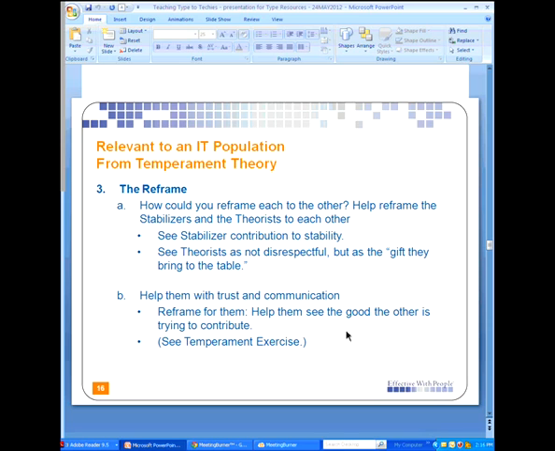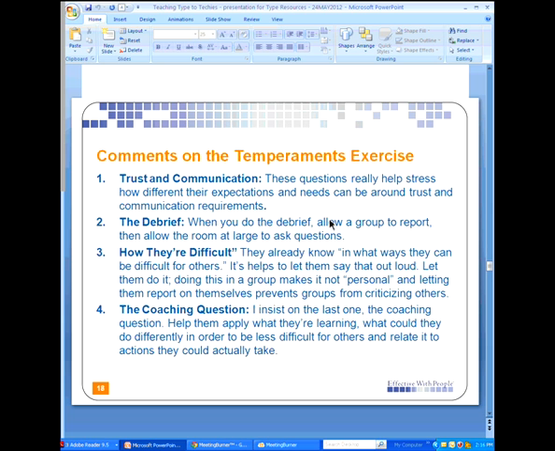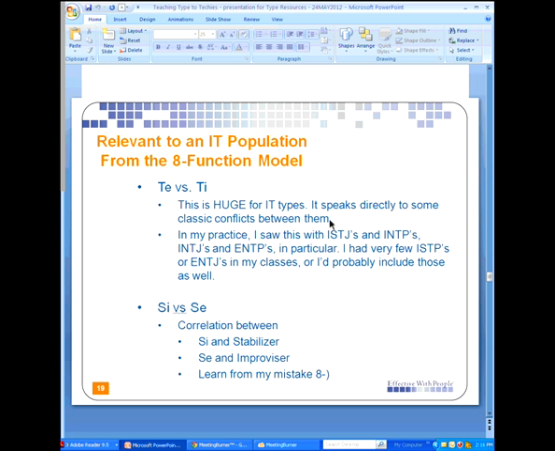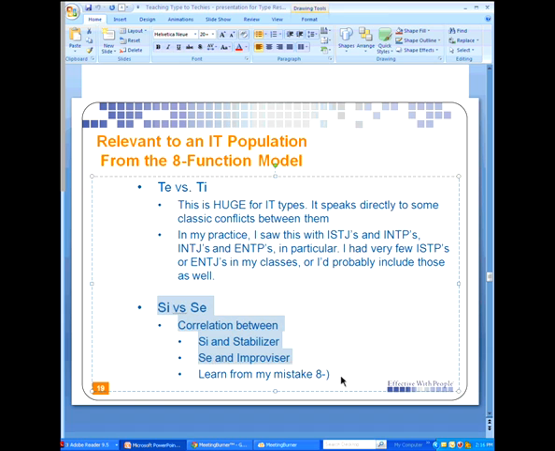I have found the temperament piece, especially when you consider the testing, the people developing the software and the testers. The testing group, hardcore stabilizer. Sometimes there's nobody but stabilizers on that group, and they really get frustrated with the more theorist-based R&D programming group.